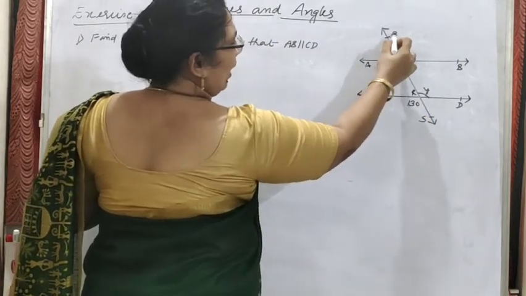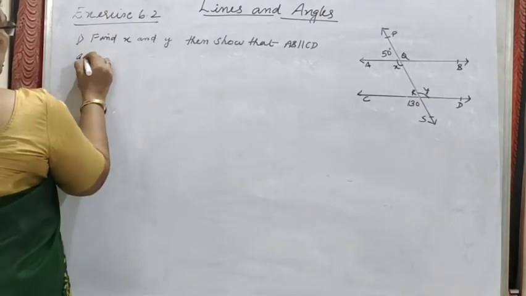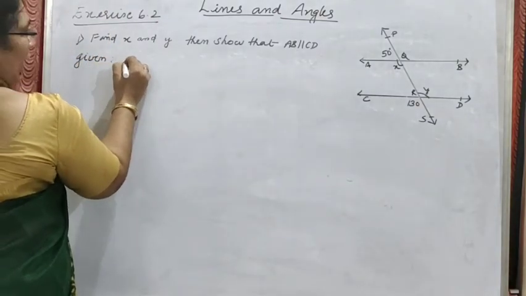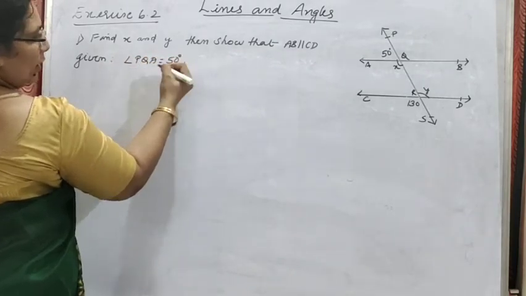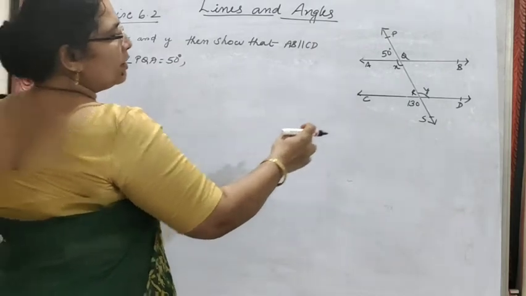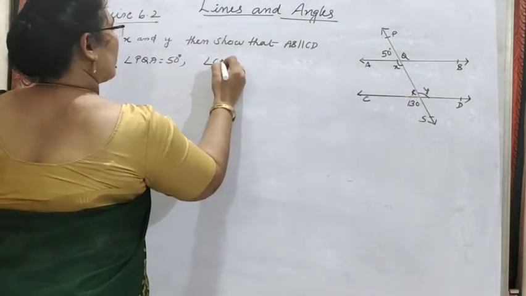Now you can write angle PQA equal to 50 degrees. So what is given in the question? Angle PQA equal to 50 degrees. What is the next value they have given? CRS equal to 130.